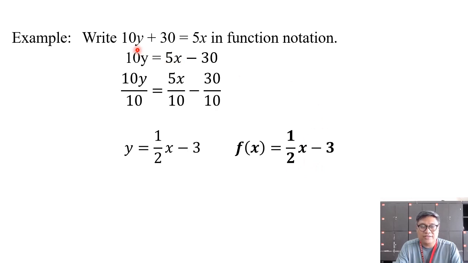So therefore, 10y plus 30 equals 5x when rewritten into function notation is the same as f of x equals 1 half of x minus 3. Okay, so again, when you are asked to rewrite any algebraic equation into function notation, you just isolate your variable y, and then you change your y into f of x. And that would now be the function notation.